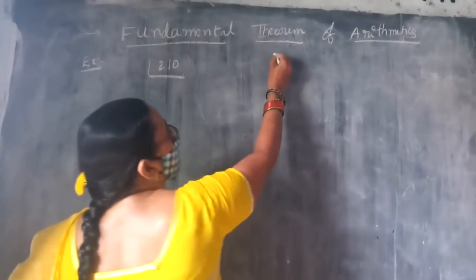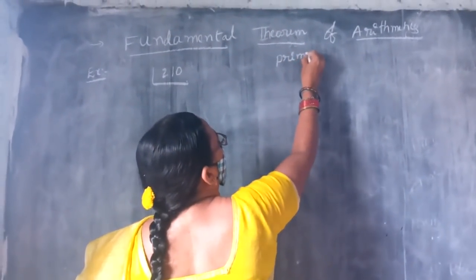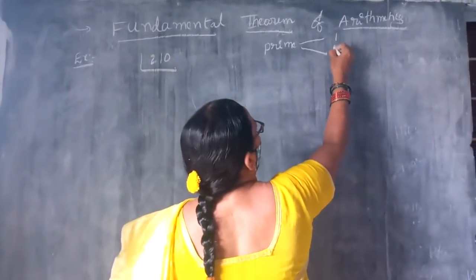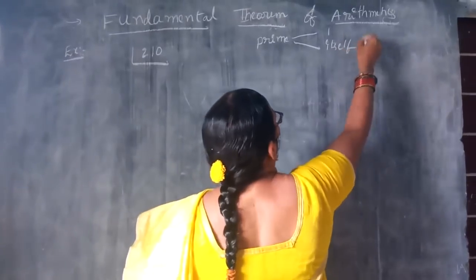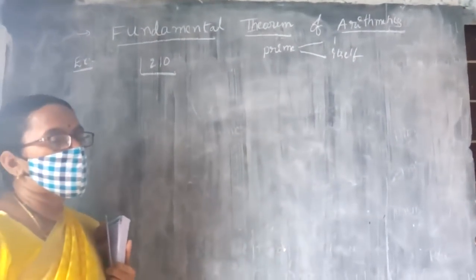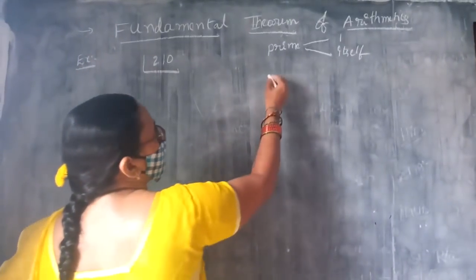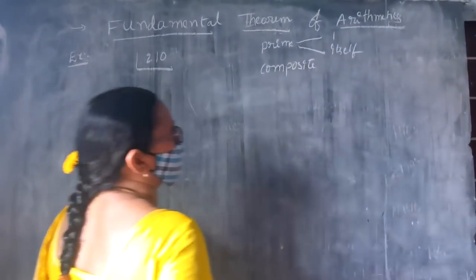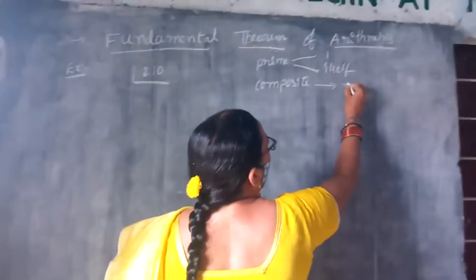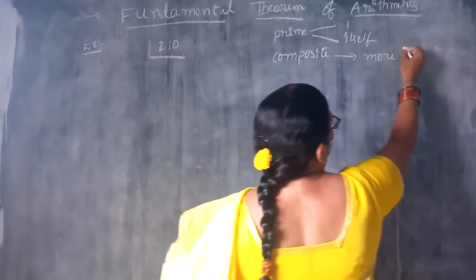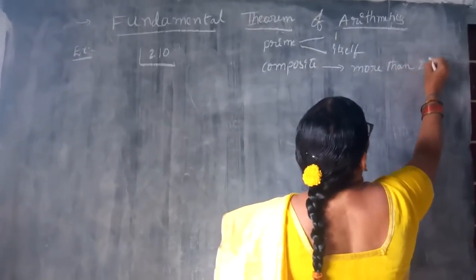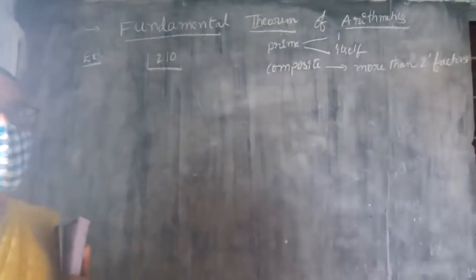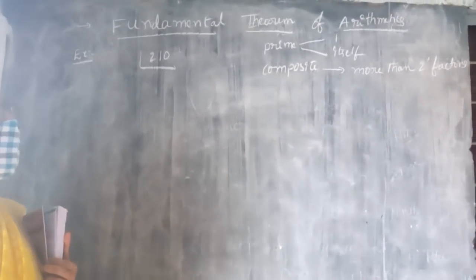Prime numbers have two factors, 1 and itself. What is a composite number? A composite number has more than two factors.